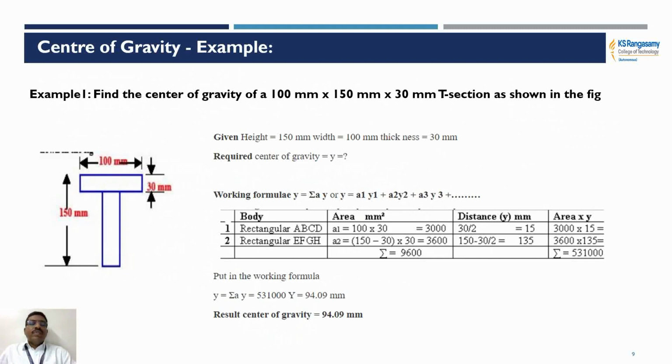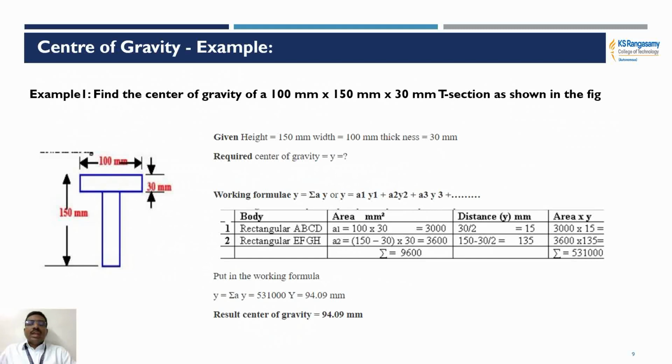So we have found A1 as 3000 mm square and A2 as 3600 mm square. The summation of the areas is 3000 plus 3600, which is 6600 mm square. Now we have to calculate y1 and y2 for this T section. Y1 is for the flange portion.